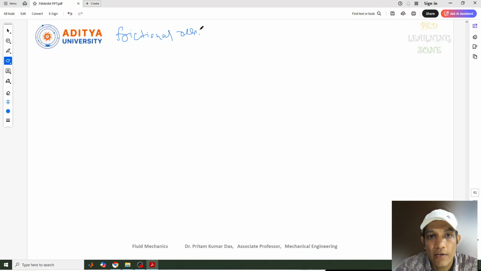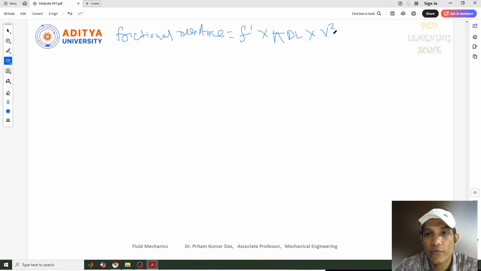Let's see the frictional resistance. I can write the frictional resistance per unit wetted area per unit velocity, that is F dash, into the wetted area. The wetted area is nothing but pi d l. This is the wetted area, how much area is covered by the liquid flowing through. So frictional resistance is F dash into wetted area per unit velocity, so that is V square. We have already seen that the frictional resistance is directly proportional to V square.